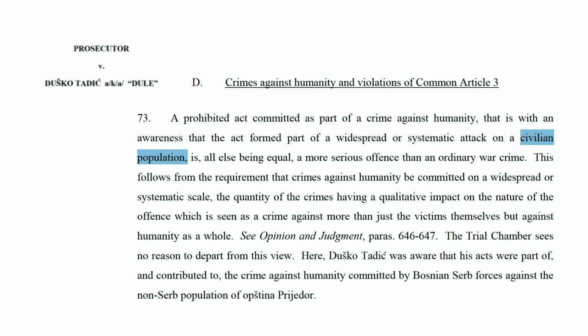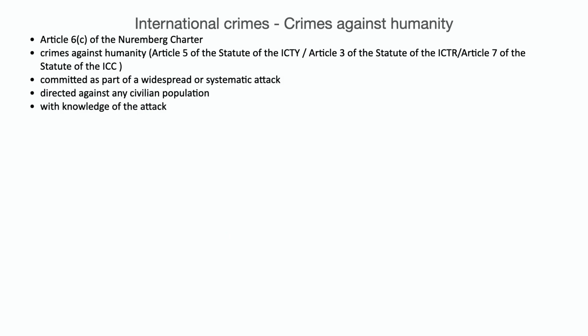Also, the requirement of directed against any civilian population was examined in the Tadić trial as meaning that the acts must occur on a widespread or systematic basis, that there must be some form of governmental, organizational, or group policy to commit these acts, and that the perpetrator must know of the context within which his actions are taken. The crimes are thus committed with knowledge of the attack.